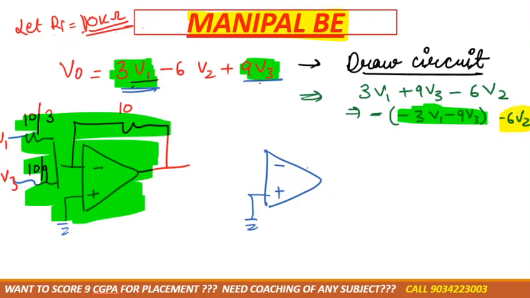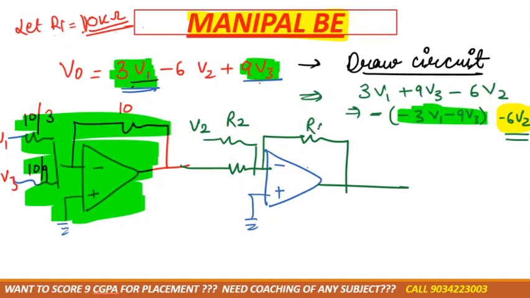Now we need to combine it with V2, right? So for that, this would be the resistance. V2 also we need to add, so this would be R2. This would again be the feedback resistance RF, that is how much? 10 kilo ohm. So it would be 10. R2 would be how much? That is 10 by 6, and this would be 10 only. Okay, so this is the circuit diagram for the two op-amps.